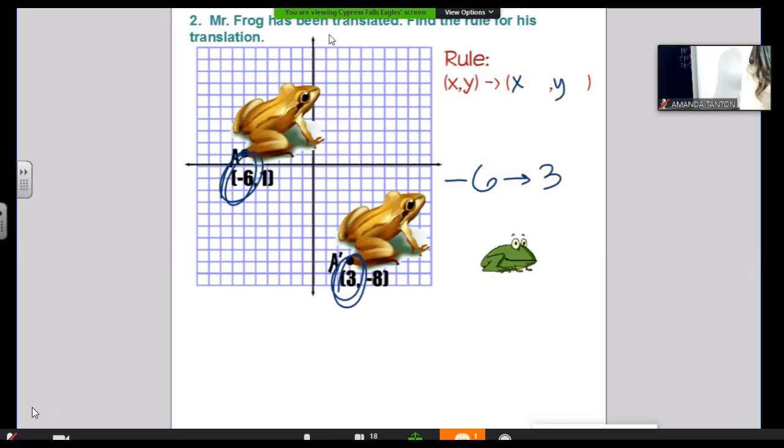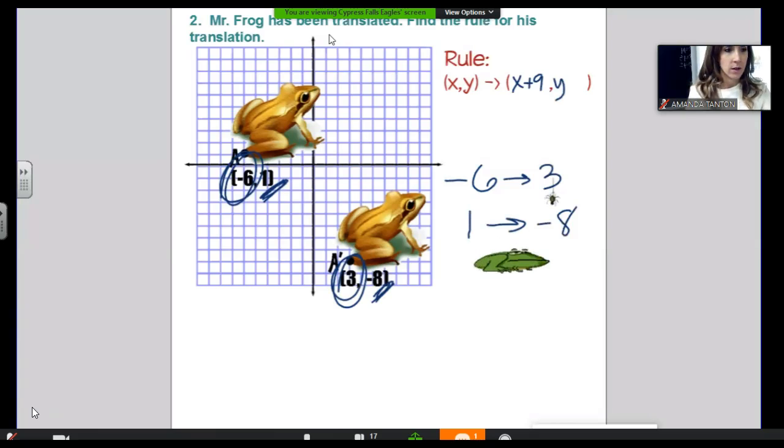What happened to the y's? We went from 1 to negative 8. You can subtract them: negative 8 minus 1, and you'll get negative 9. So we went right 9 and down 9. So the rule will have numbers and it will have letters from your x, y. It's taking a while for my writing to show up because the internet's having trouble today.